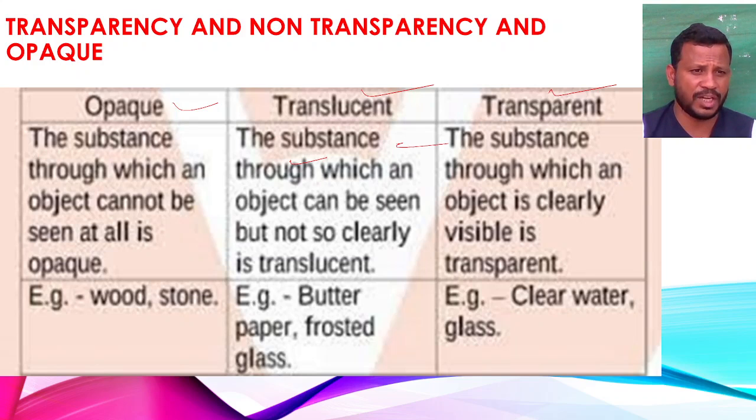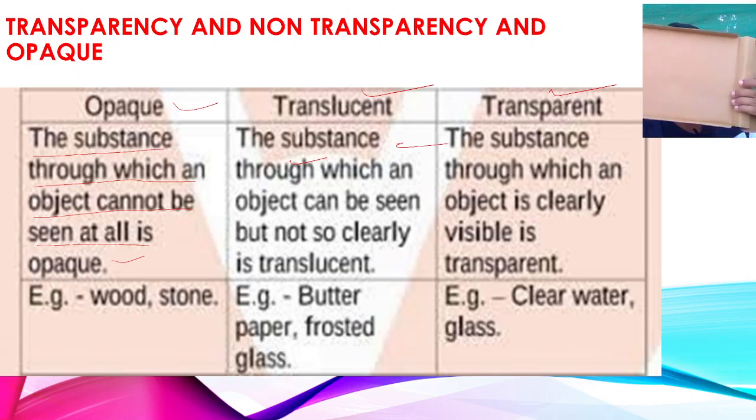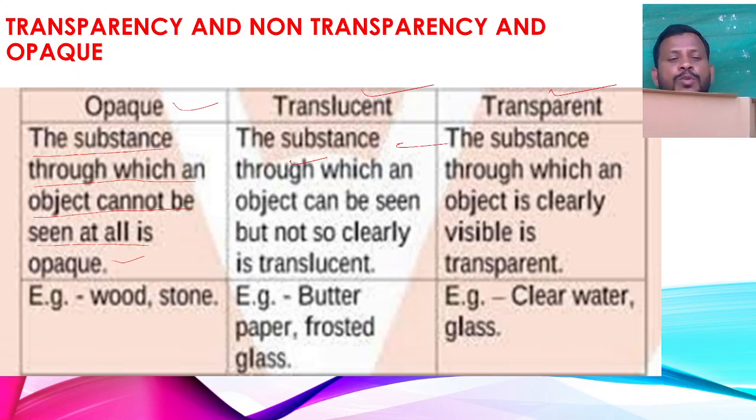First we see the substances through which an object can't be seen at all. Opaque means objects through which we can't see. For example, you can take this cardboard. If I hold it in front of my face, I can't see this laptop screen. Why? Because the light can't pass through this cardboard sheet. This is known as an opaque body.